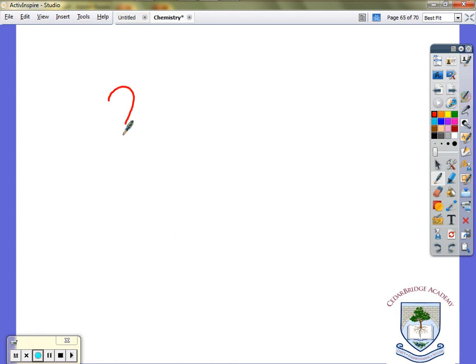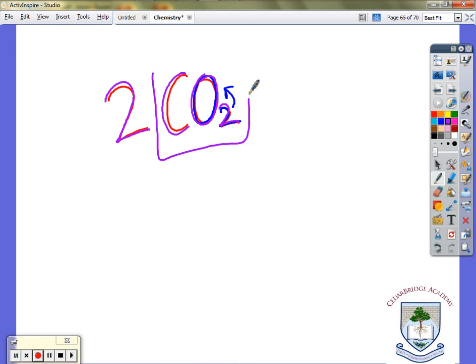So if I have 2CO2, the little number, the 2, tells me how many oxygens I have. The big number, the big 2, tells me how many of everything I have. Alright?